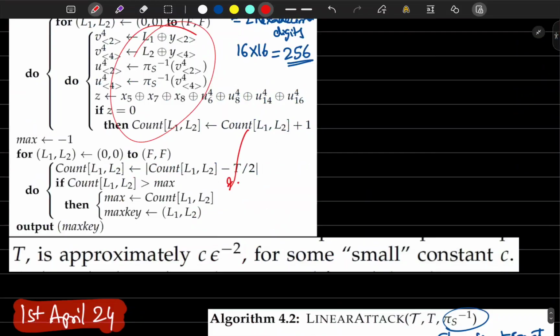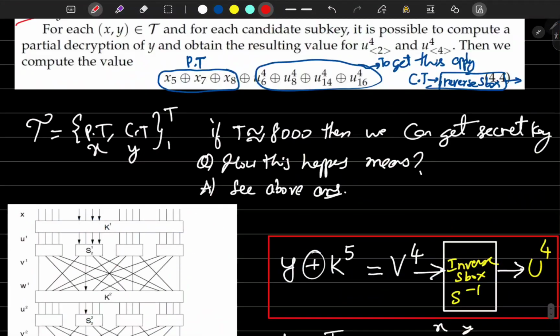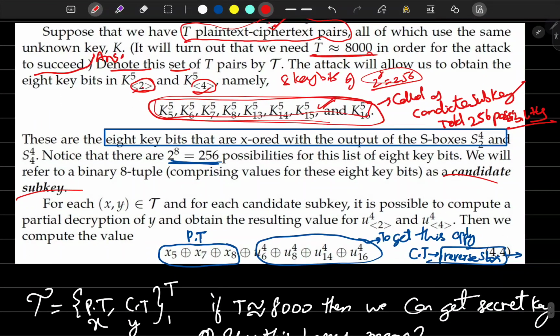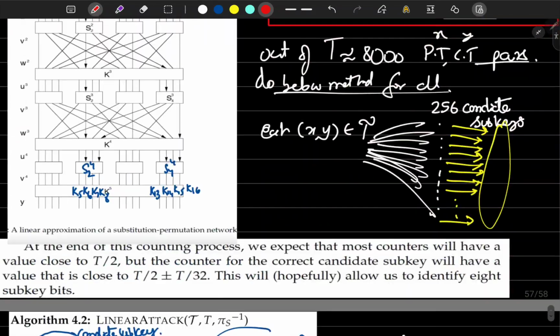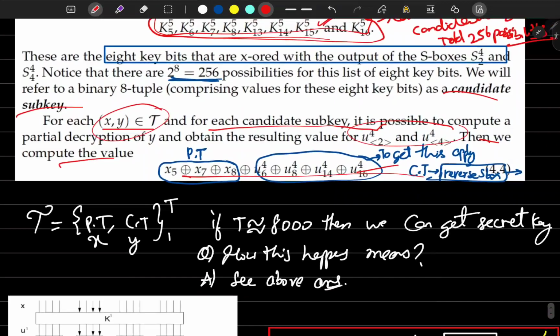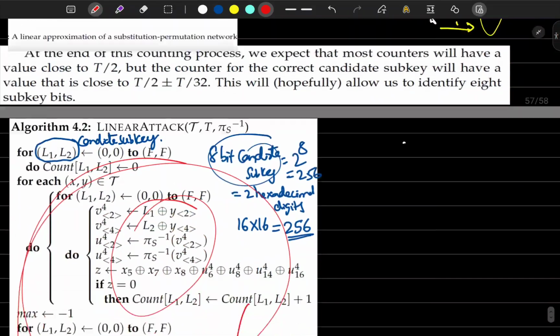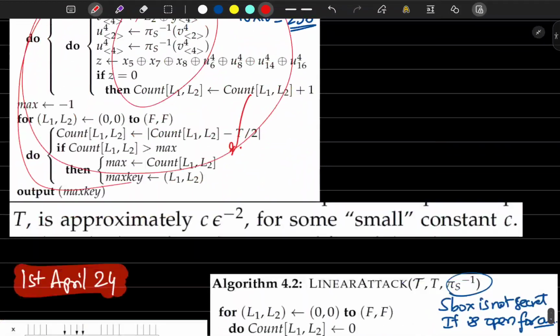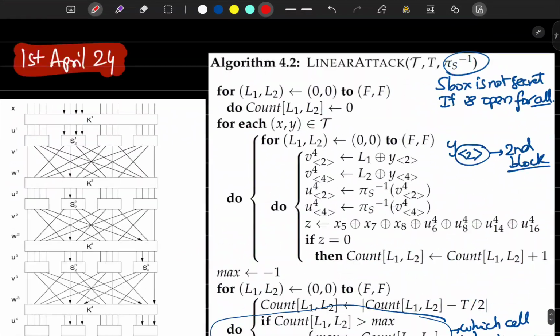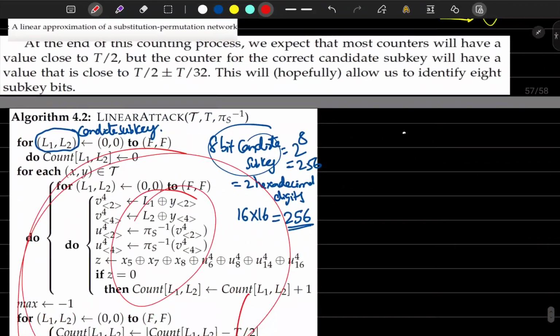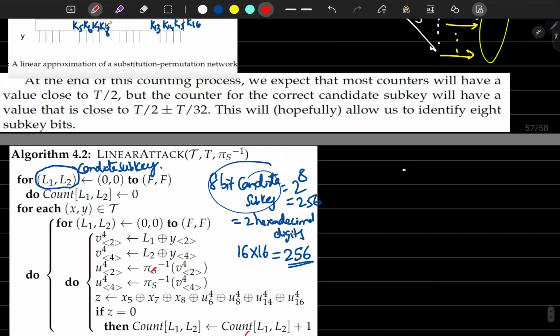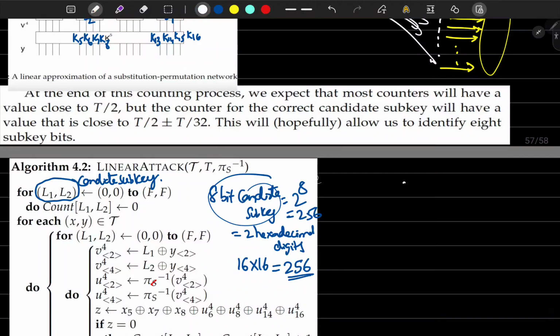How the algorithm works, we are now telling verbally. For each (x, y) in tau, and for each candidate subkey, it is possible to compute the partial decryption of y and obtain the resulting values of u2 and u4, and then we can compute these values, and so on. Let's see the algorithm directly; you will understand it better. You got my point. What is the purpose of the algorithm, of the attack?